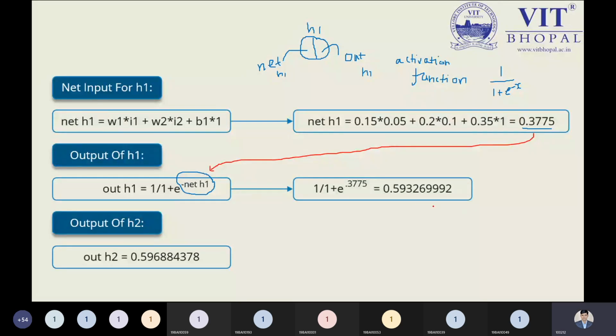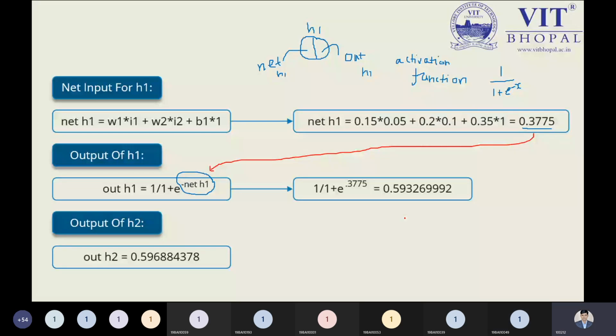And that is to be put over here, in this value. After putting these values, we will get the out value of our H1 node at the hidden layer: 0.593269992. That is the value. So this point is clear? How we are getting all these values? The concept is clear?